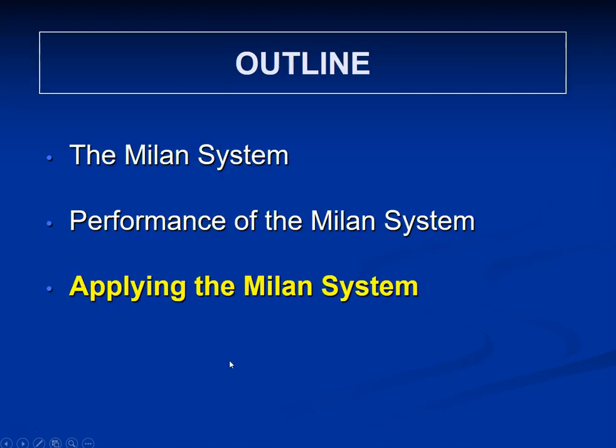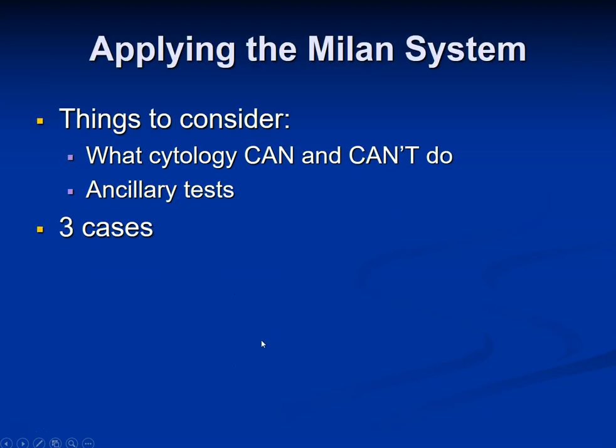Now we're going to look at some quick pointers in applying the Milan system. So first of all, I want to just briefly run through some important considerations in salivary gland cytology. So we should appreciate what cytology can and can't do. And I will also briefly mention some potentially useful ancillary tests. And after that, we'll look at 3 cases.